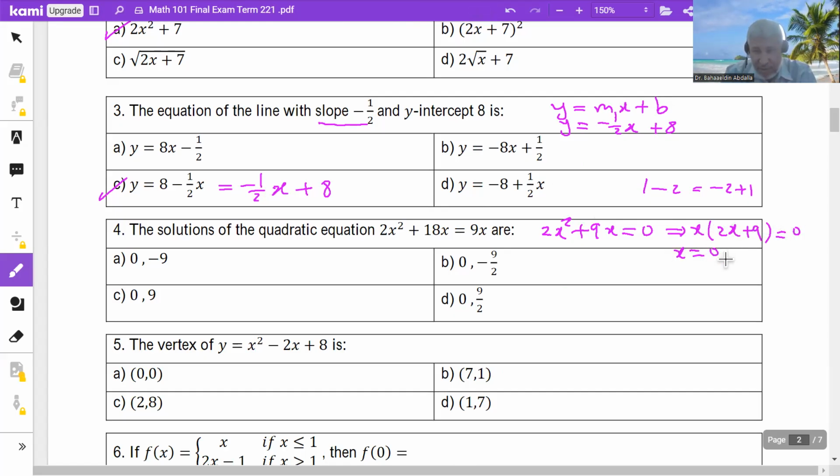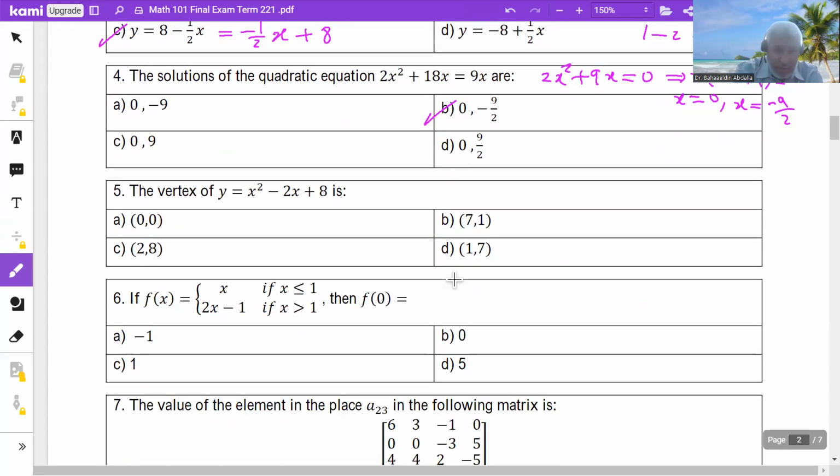So either x is 0 or 2x plus 9 is 0. So 2x equals negative 9, or x is negative 9 over 2. So this is the correct answer. Of course, you can use mode 5(3) here. You put a as 2, b as 9, and c as 0. You should get in the calculator these two solutions.